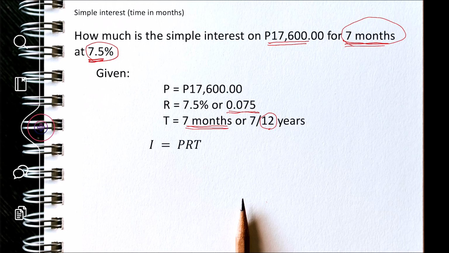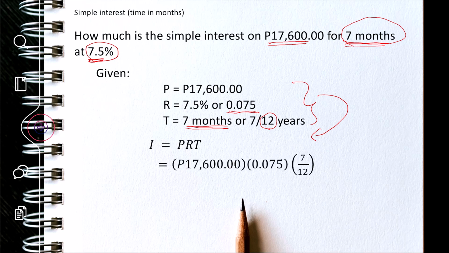Ngayon, the formula is I is equal to PRT. And then, from this formula, isa-substitute po natin doon. Now, 17,600 times 0.075 times 7/12. Then, the final answer is, the simple interest is 770 pesos. Ayan po. Di ba? Ganyan lang po.